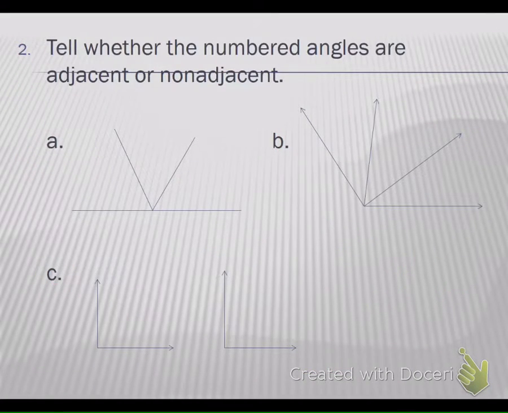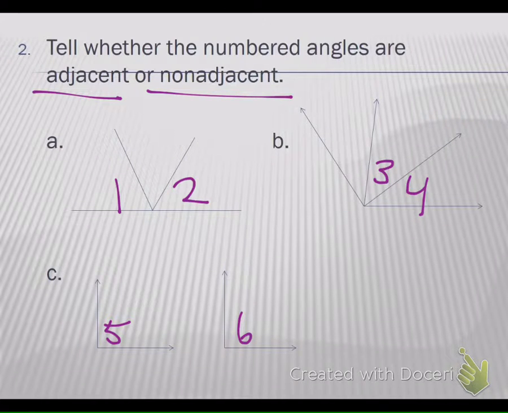So we are not running out of time, but I think we can pick up the pace a little bit here. So I just want you to write the answers with me, okay? I'm going to number some angles, and then we are going to decide if the angles that are numbered are adjacent or not adjacent. Adjacent basically means right next door. They share one ray in common. They have the same vertex, they have the same ray in common.